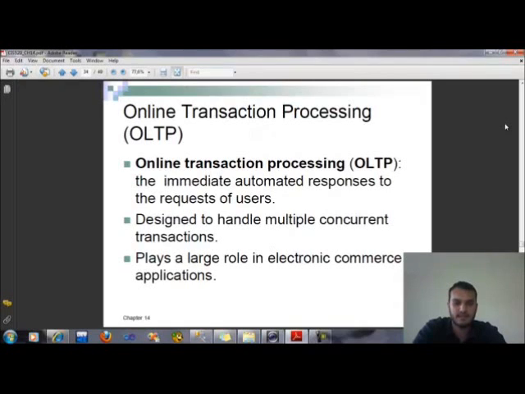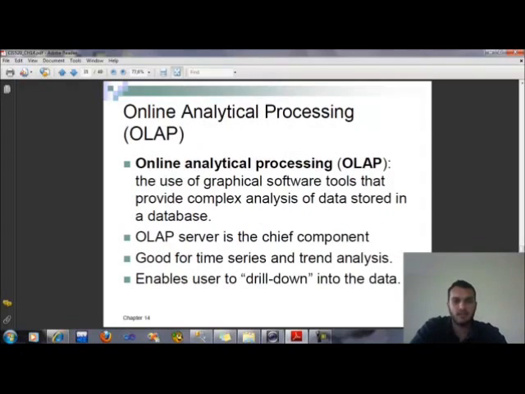Online transaction processing. Transaction processing is the immediate automated response to the request of users, designed to handle multiple concurrent transactions, and plays a large role in electronic commerce applications. And online analytical processing is the use of graphical software tools that provide complex analysis of data stored in a database.